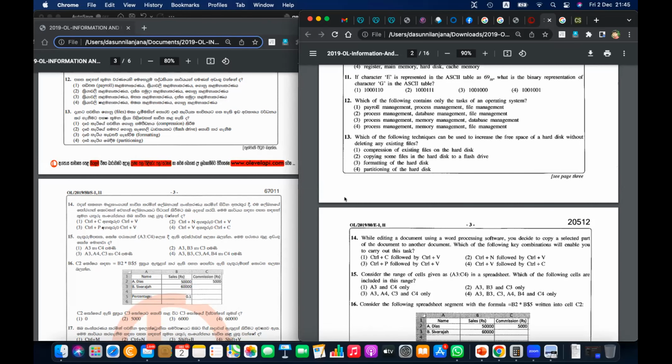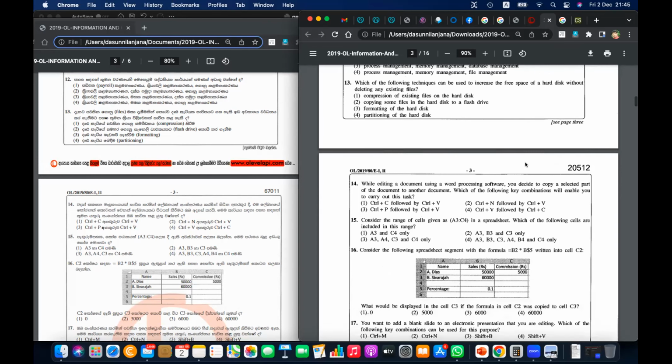deleting the existing files? තියෙන files මකන්නේ නැතුව. Without deleting existing files. තියෙන file මකන්න බෑ. Increase කරන්නත් ඕන. Compression of existing files. Yes, exactly. 13 answer is 1. Why? Compression කියලා කියන්නේ මොකද?